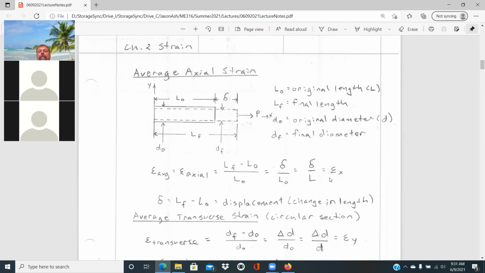I think from a concept standpoint, I like having the F and the O subscripts, but in practicality, those subscripts are often dropped and you just realize that the L that's being requested is that original length.